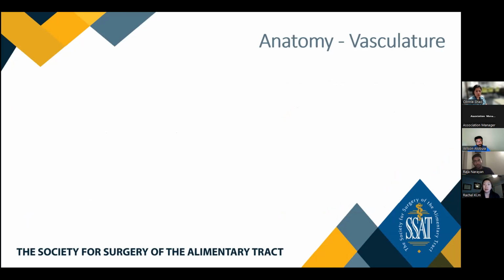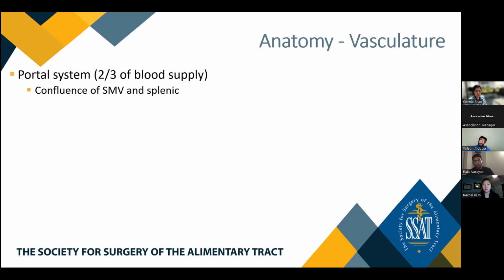In terms of vasculature, we all know that the liver has 2 different blood supplies. The portal system composes 2/3 of the blood supply to the liver, and the portal vein itself is a confluence of the SMV, or the superior mesenteric vein, and the splenic vein, while the arterial system is only 1/3 of the blood supply. This is the blood flow coming from the hepatic arteries and its branches.